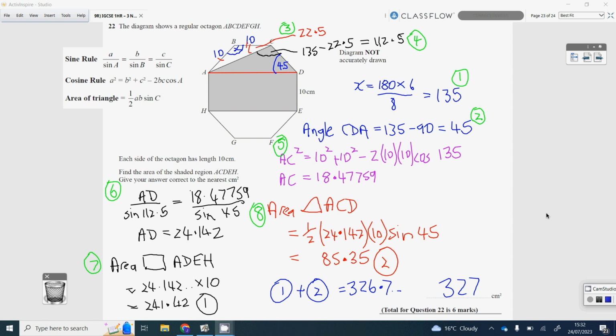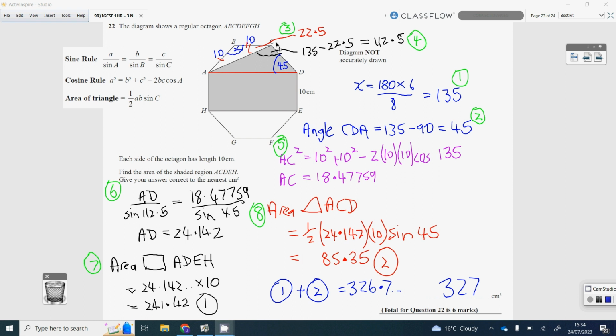And again, just really trying to fill in as much information as I can, picking up method marks as I go. Now that I know that this angle BCA is 22.5, and BCD is one of these 135s, this angle here, ACD, must be 135, the internal angle, take away the 22.5, which is 112.5.